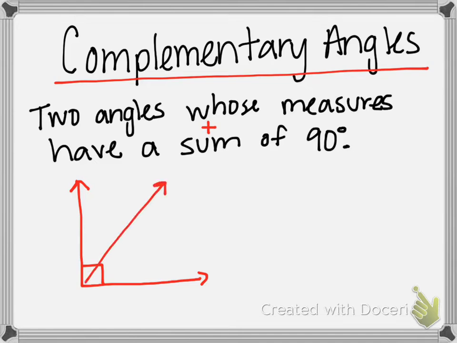So here, if this is, let's say, 30 degrees, and we know these are complementary angles, then the bottom here has to be 60 degrees, because once again we have two angles, so the 30 degrees plus the 60 degrees is going to have to equal the 90 degrees.